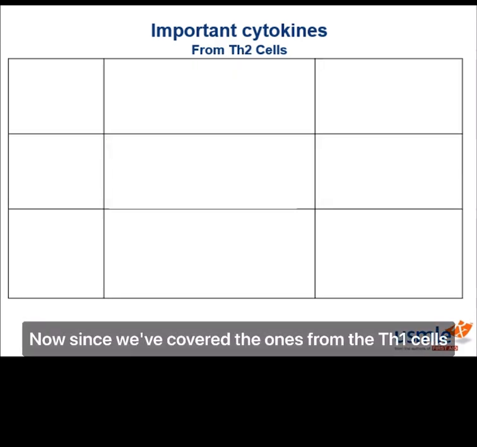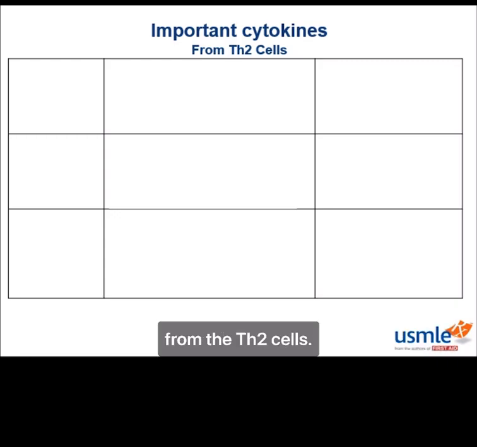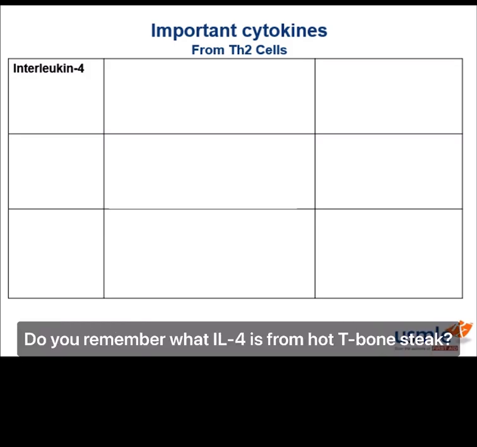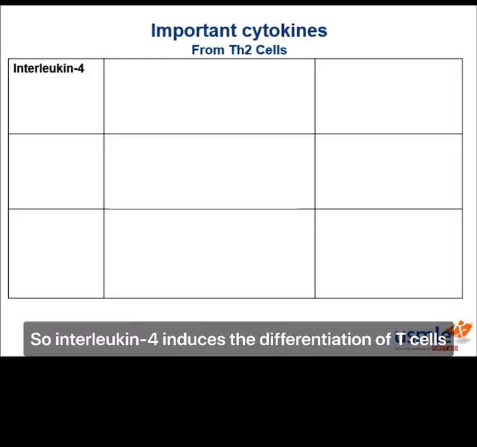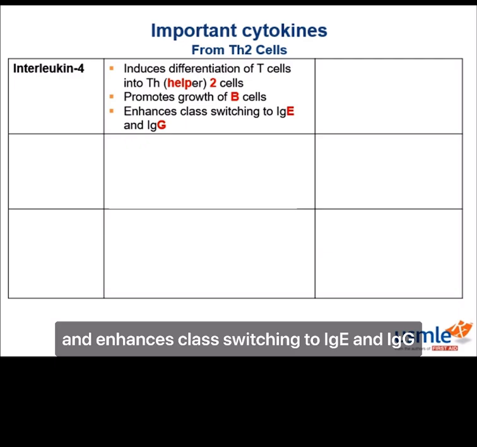Now, since we've covered the ones from the Th1 cells, it's only fair that we talk about the interleukins from the Th2 cells. First up is interleukin 4. Do you remember what IL-4 is from hot T-bone steak? It's the E. So interleukin 4 induces the differentiation of T cells into Th2 cells, promotes the growth of B cells, and enhances class switching to IgE and IgG.